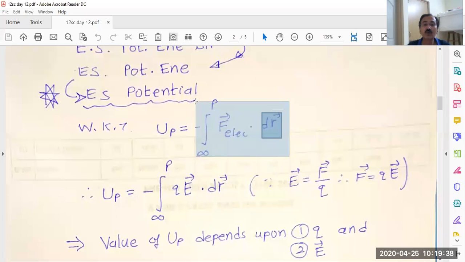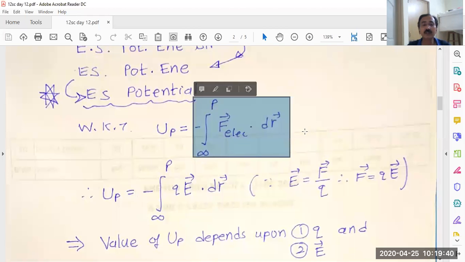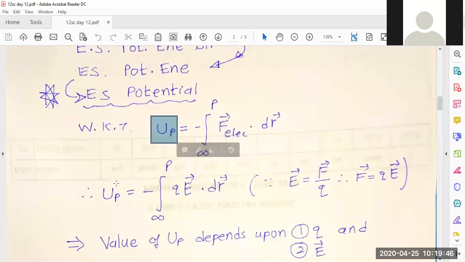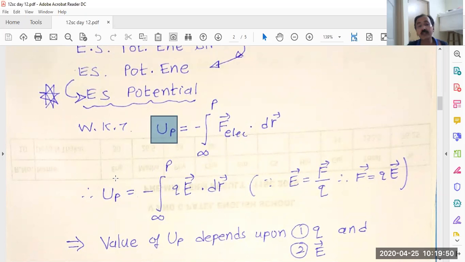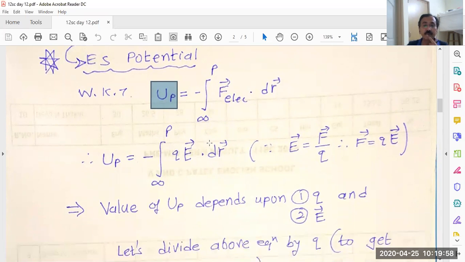What is the meaning of this whole integration symbol and all other terms together? What does it mean? Remember which word I'm using: potential energy at P. It is work done to bring charge Q from infinity to point P.